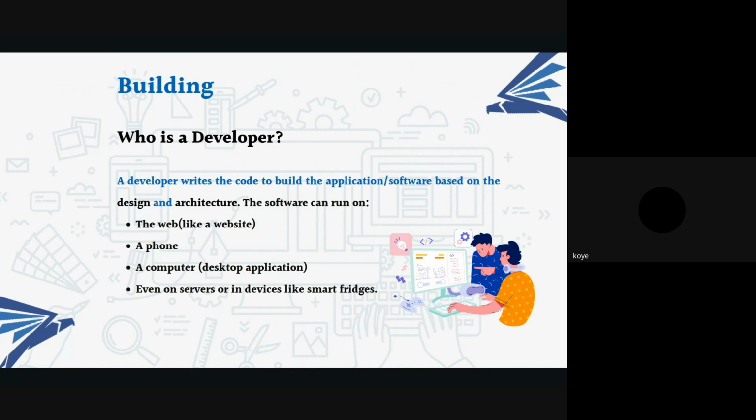So the software can run on the web, just like a website, on your phone as a mobile app, on a computer as a desktop application, and on servers or in devices like your smart fridges and your smart TVs.